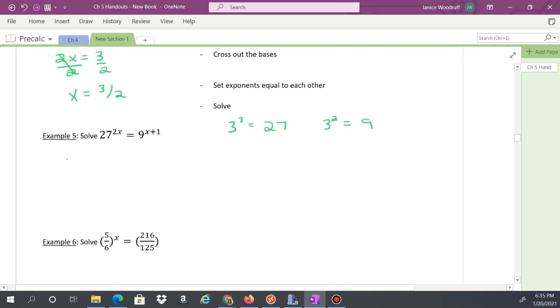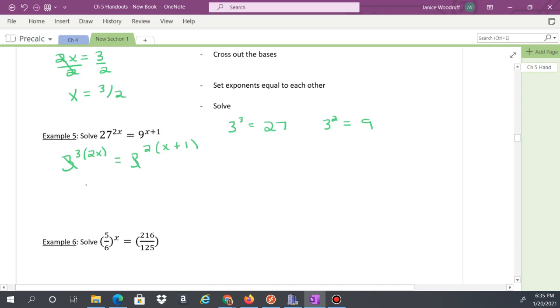We're going to rewrite 27 as 3 cubed, and then you just bring down that 2x, put it next to it, and then rewrite 9 as 3 squared. When you bring down the x plus 1, make sure you put that in parentheses. Then cross out the 3's, and then solve this.